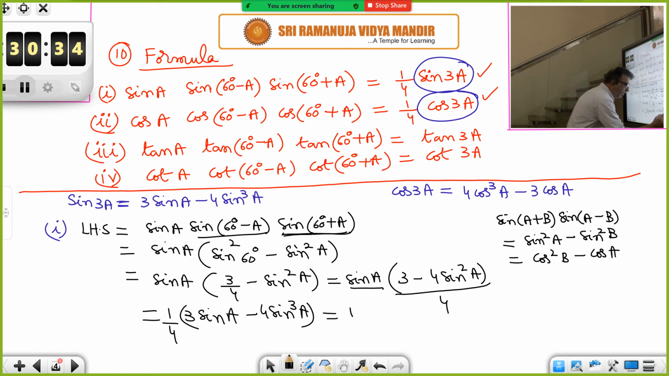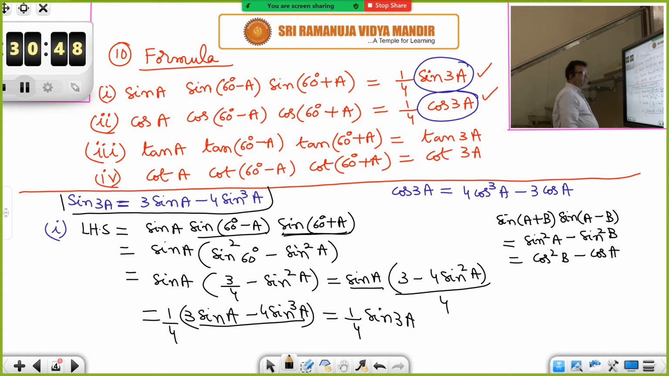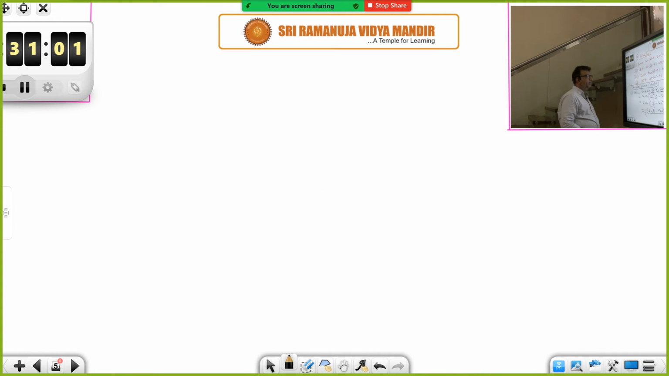So 1 by 4 into, inside it is the formula for what? Sin 3A. Here you can see it is the formula for sin 3A. So 1 by 4 sin 3A. So that is the right hand side. In the first formula we started at the left hand side, and the right hand side is 1 by 4 sin 3A. Similarly, we can show the second formula also. Let us go forward. Second formula, left hand side.